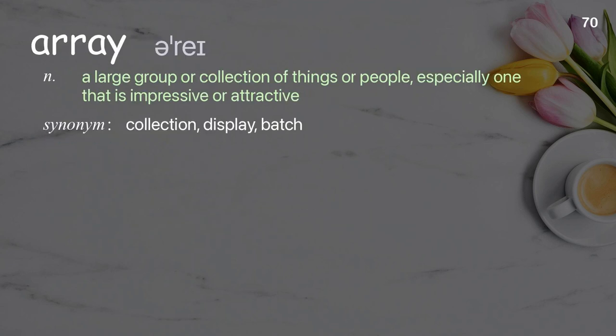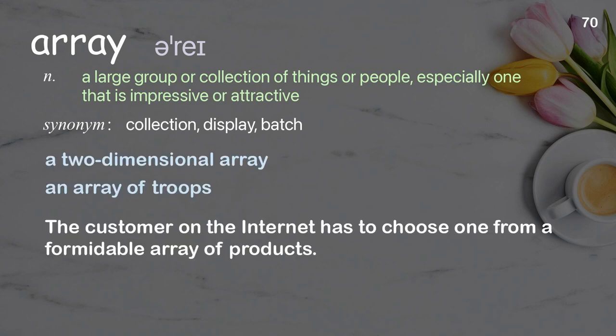Array. A large group or collection of things or people, especially one that is impressive or attractive. Examples: a two-dimensional array. An array of troops. The customer on the internet has to choose one from a formidable array of products.